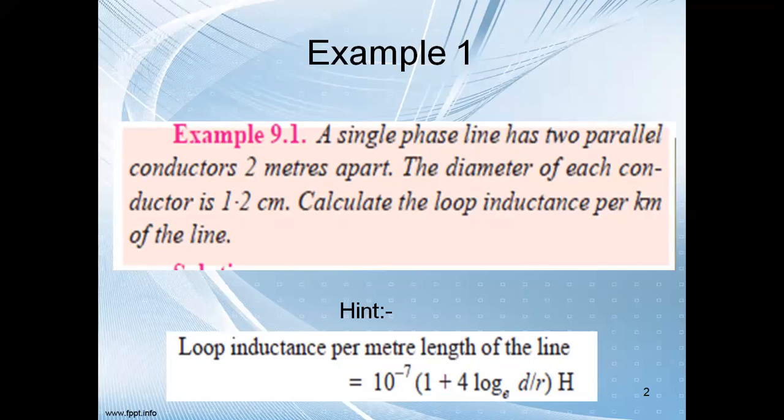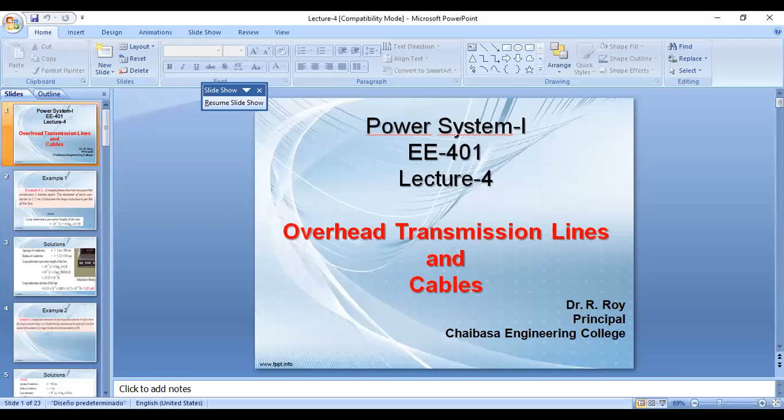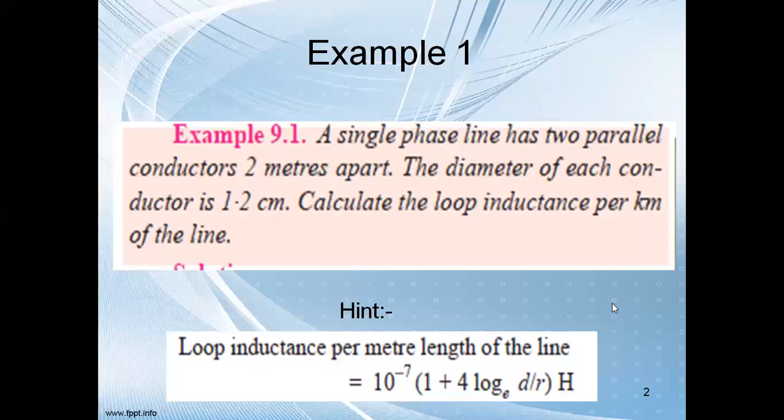So you know the loop inductance formula, that is 10 to the power minus 7, times 1 plus 4 log d by r. Okay, yes or no? Yes, sir. So now you calculate what the inductance is.